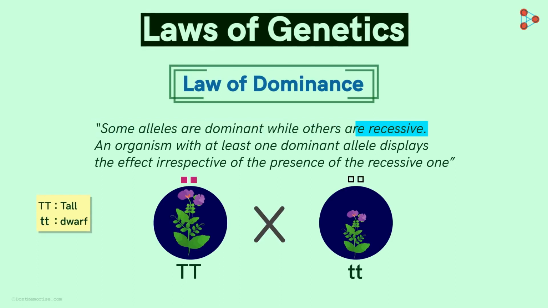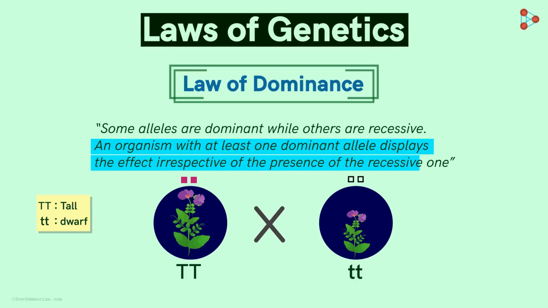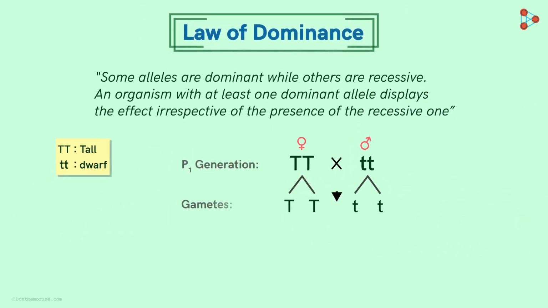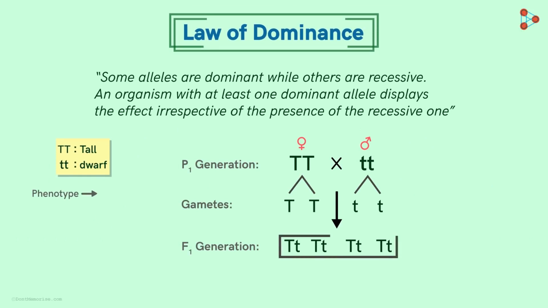Now the next part of the law states that an organism with at least one dominant allele displays the effect irrespective of the presence of the recessive one. So what does that mean? Here, on crossing the two, we get these plants in the F1 generation. The phenotype of all these plants is tall. And what is their genotype? As we can see, they are all heterozygous and with one dominant and one recessive allele.